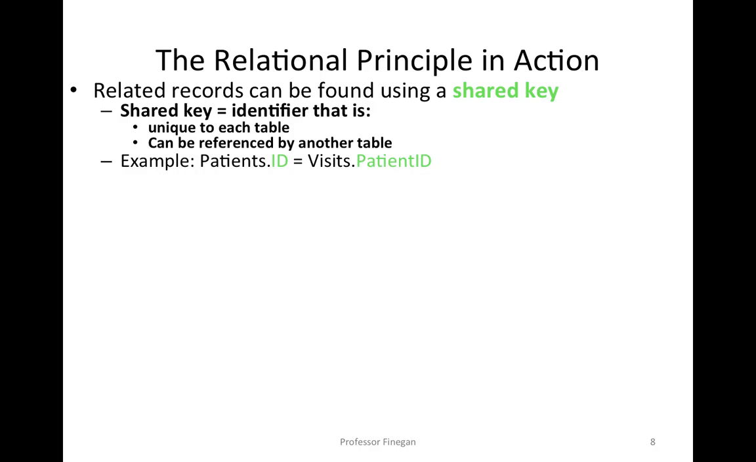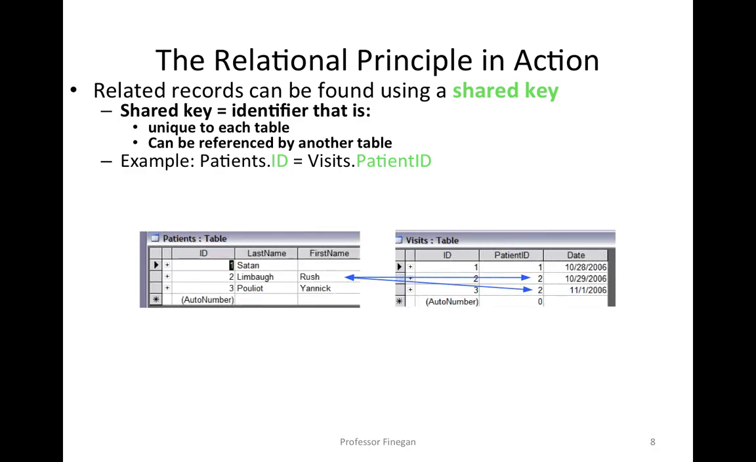Now we're going to talk a little bit about keys. When I'm talking about keys, it's really going to be what are the overall true unique identifiers. So if I'm looking at a shared key, it's going to be an identifier that is unique. Again, it is unique to each of the tables, but it is something that can be referenced by another table. As an example, your patient ID in your patients table and your patient ID in your visits table would be related. The example below shows this.